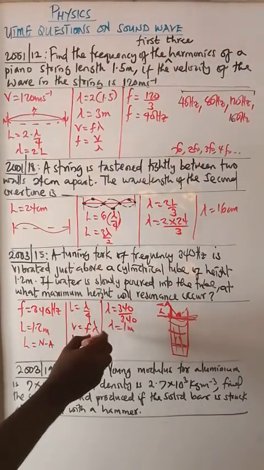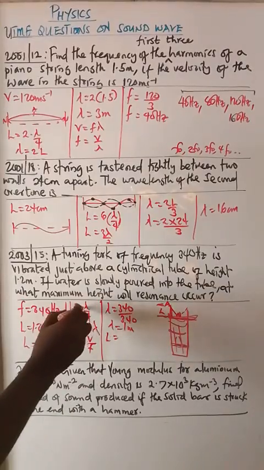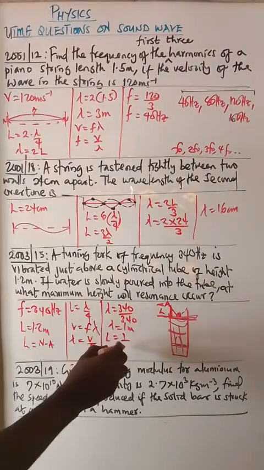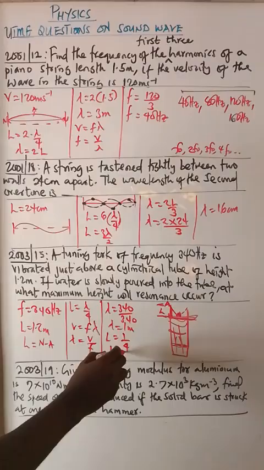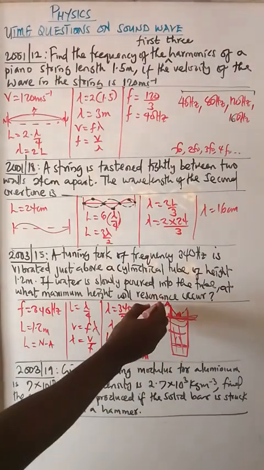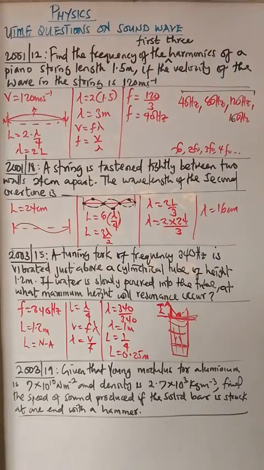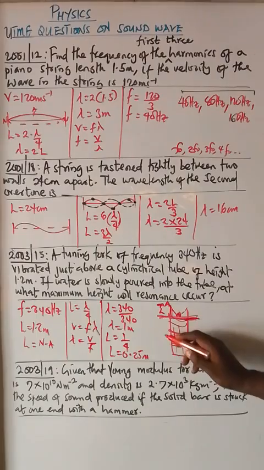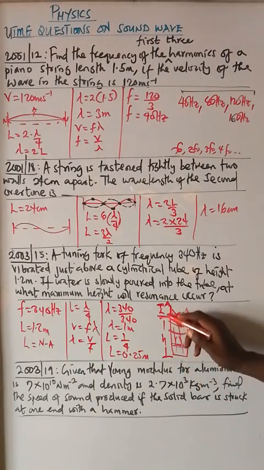So we come here, the length L equals wavelength over 4, which is 1 over 4. So the length is 0.25 meters. That's the length from here to here. The length of the air column that gives that 340 frequency, the fundamental note, is that. But what's the question? They ask, at what maximum height will the resonance occur? So this is the length of the air column, but what's the maximum height from here to the ground? That is what we are looking for.